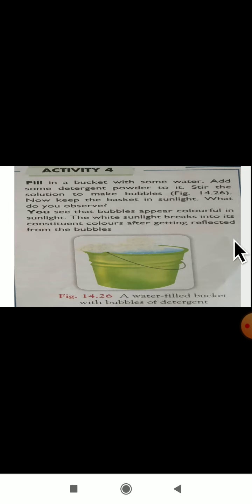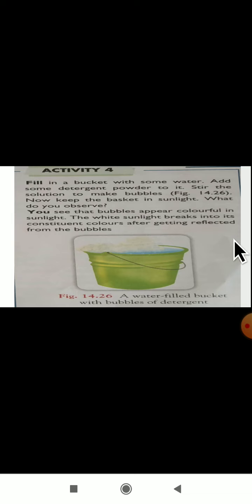Fill a bucket with some water, and add some detergent powder to it. You know detergents; we use many detergents to wash clothes. Put some detergent powder in the water and stir the solution to make bubbles. When you put detergent in the water and shake it, what do you get? You get bubbles. Correct? You are getting bubbles here.